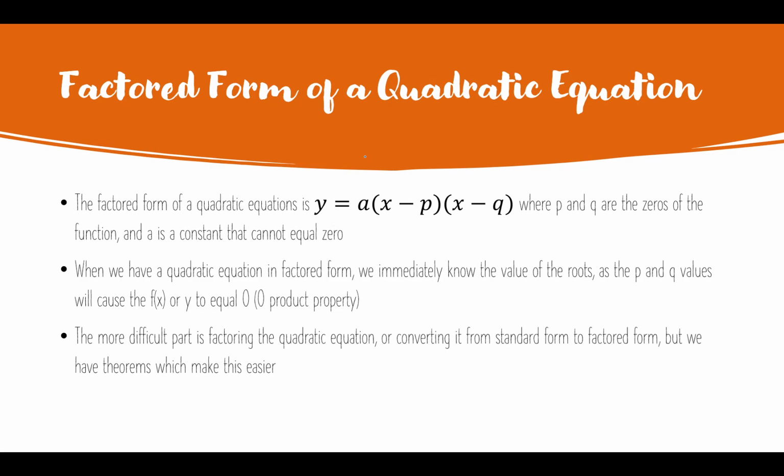The factored form of a quadratic equation is y equals a times (x minus p) times (x minus q), where a is a constant and p and q are the roots. Once again, as in the standard form for a quadratic equation, a cannot be equal to 0. If a is equal to 0, this entire expression will equal 0 and it will not be quadratic. When we have a quadratic equation in factored form, we can immediately see the roots, which are p and q.